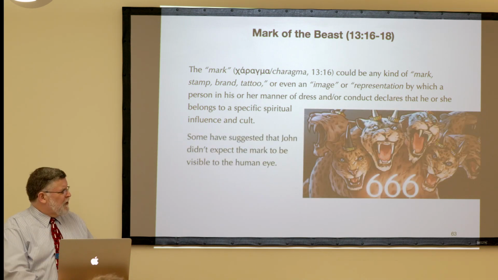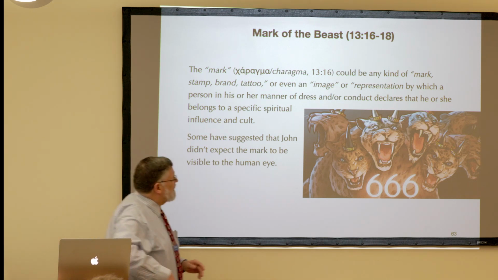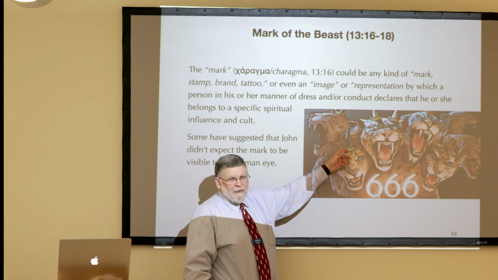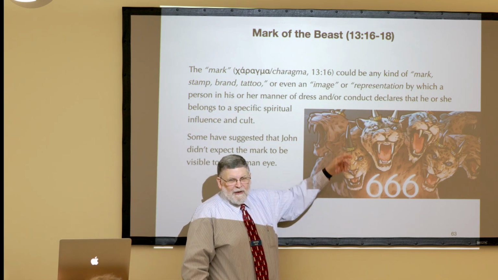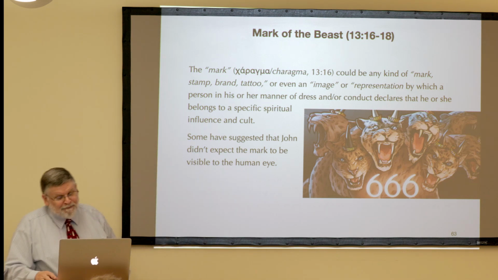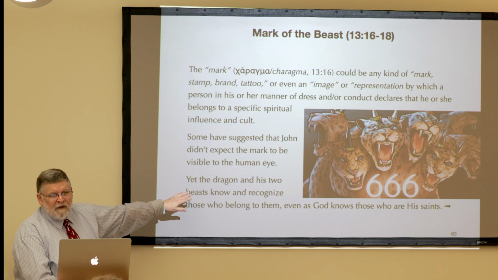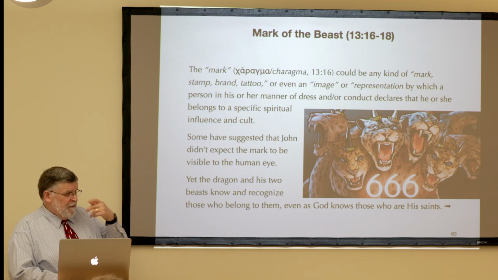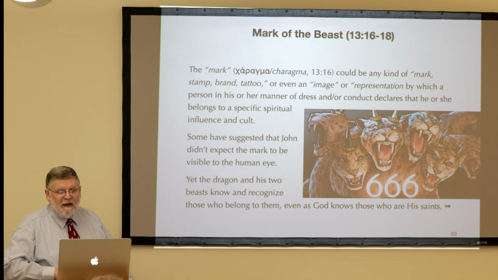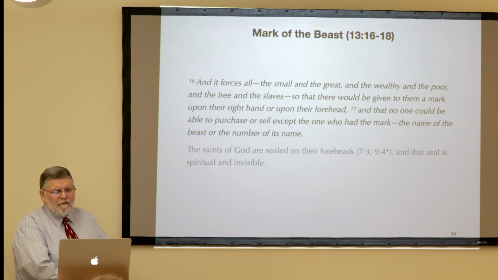Some have suggested that John didn't expect the mark to be visible to the eye. That could be. Oh yeah, I forgot about this. I like this, how they have the little diadems around the horn. Remember we saw that? It was talking about this beast would have them. But the dragon, the beast can recognize them. If it's not visible, they will be able to recognize even at that point. And it forces all, and no one could purchase it.